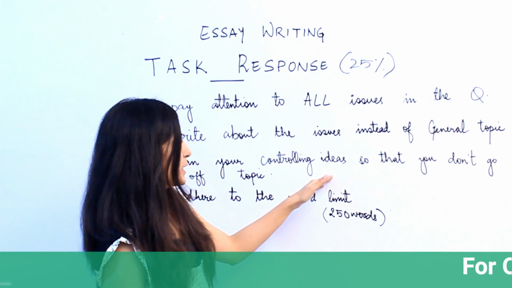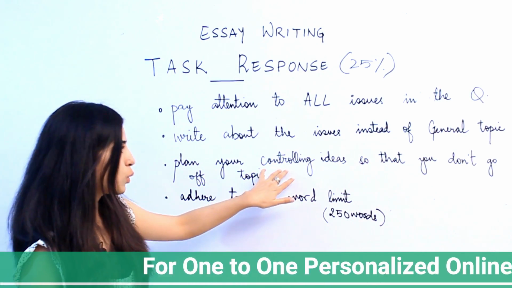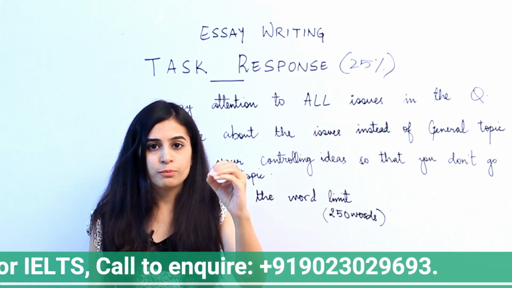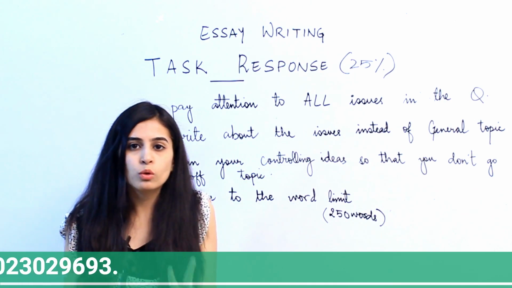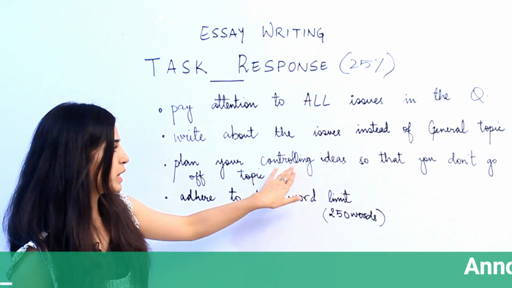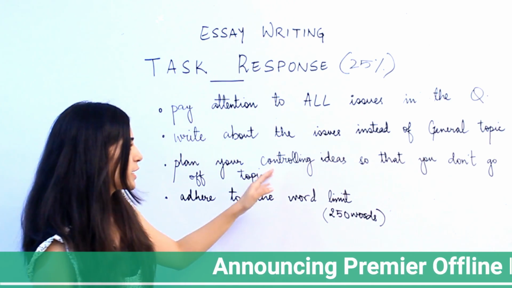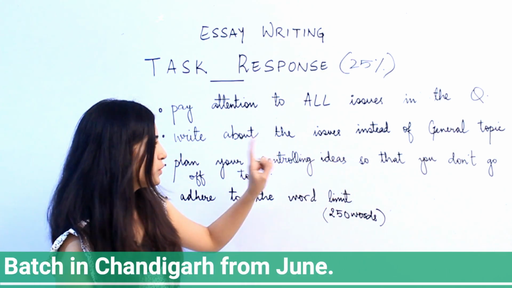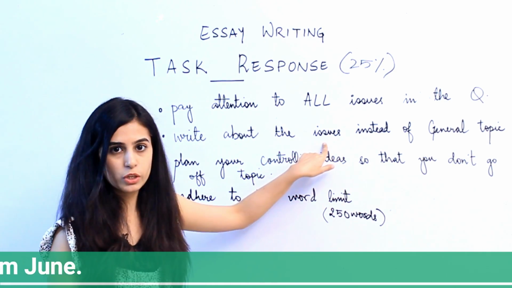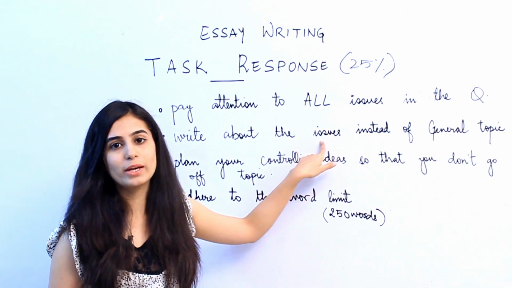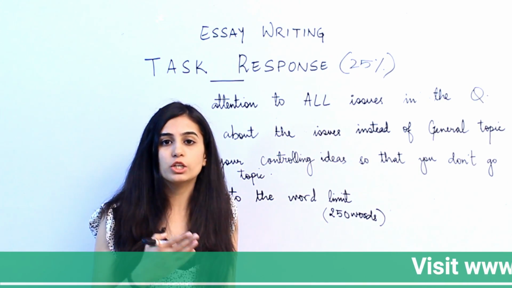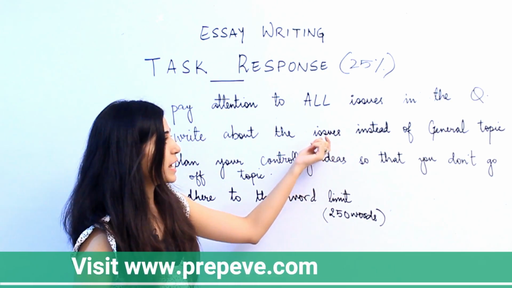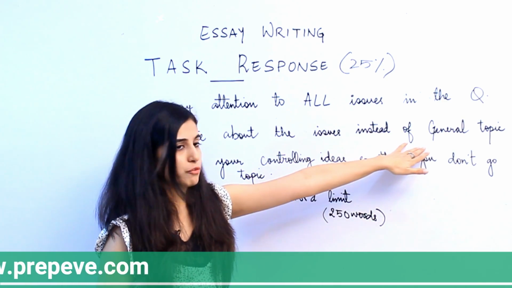Plan your controlling ideas so that you don't go off topic. Controlling ideas are basically the ideas that you write in your body paragraphs. You at least need 2 controlling ideas. The first controlling idea goes in your first body paragraph and the second controlling idea goes in your second body paragraph. Doing so would help you, first of all, because controlling ideas should be related to the issue. If in advance you understand the question properly and understand what the issue at hand is, you will be able to create controlling ideas that are related to the issue and not the general topic, right?